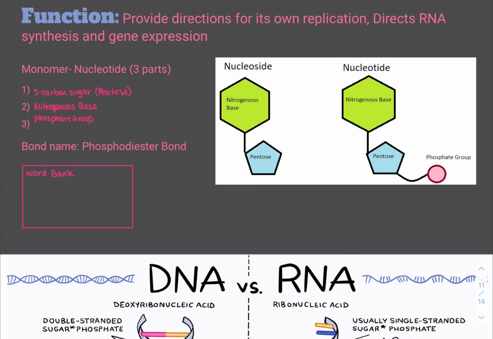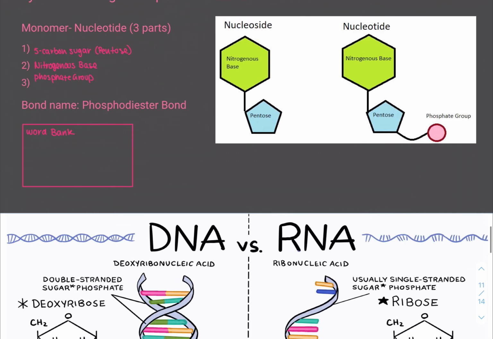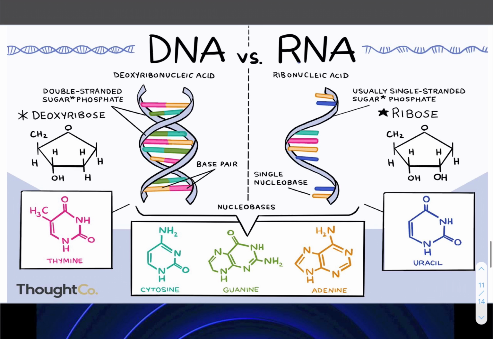The bond name is called a phosphodiester bond, and the two most popular things you'll probably have heard of are DNA and RNA. The difference between these is that they have different sugars. So DNA has deoxyribose and RNA has ribose. So the main difference between these sugars is that deoxyribose actually lacks an oxygen atom on the 2nd carbon in the ring, which you'll see here and here.